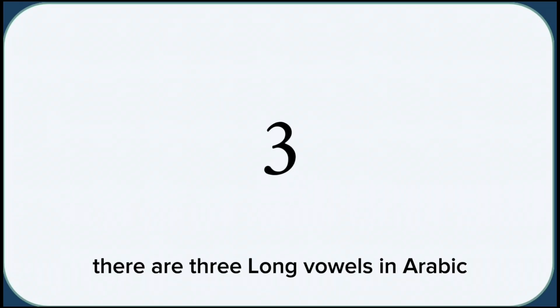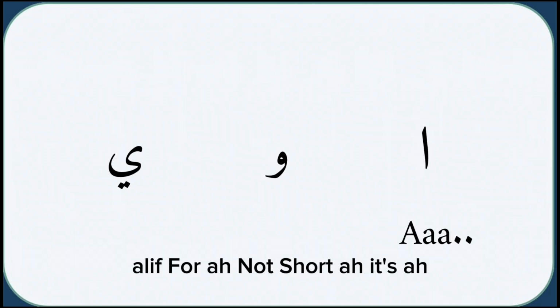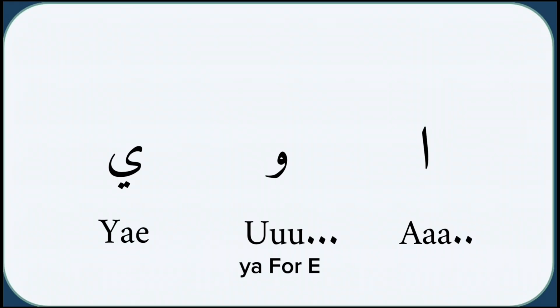There are 3 long vowels in Arabic. Alif for a, not short a. It's a. Waw for oo. Ya for e.